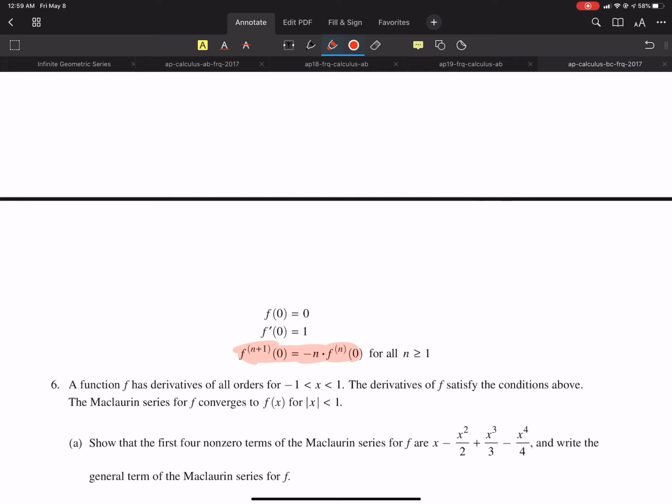And the function has derivatives from -1 to 1, as many derivatives as you want, and they satisfy the conditions above. And the Maclaurin series for f converges to f of x. So they tell you it converges, and they give you an interval of convergence from -1 to 1 right here. You don't know about the endpoints, though, non-inclusive.